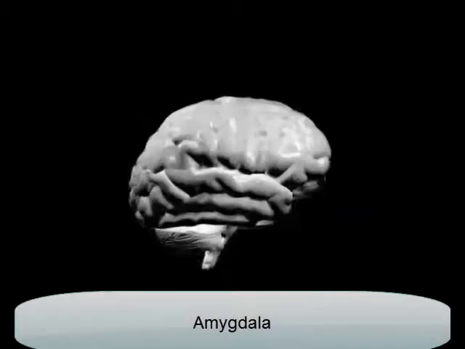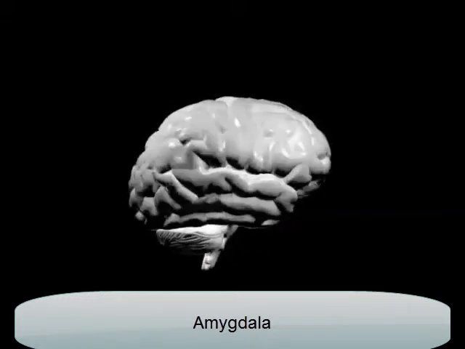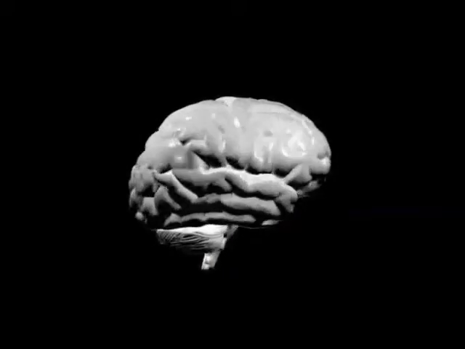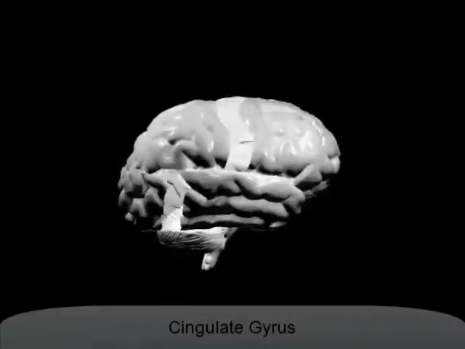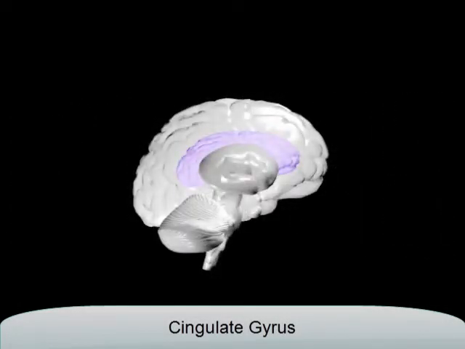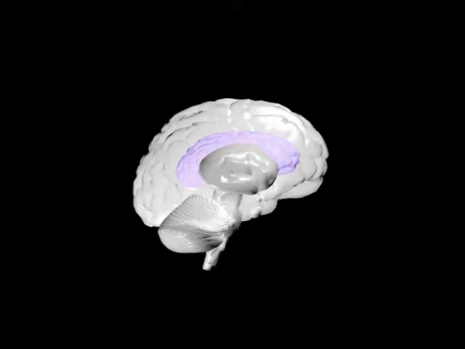The amygdala is part of the limbic system. It governs the emotional response to stimuli, for example, a facial expression for anger or fear. The cingulate gyrus is part of the limbic system also. It coordinates sensory input with emotions and is involved in regulating attention.